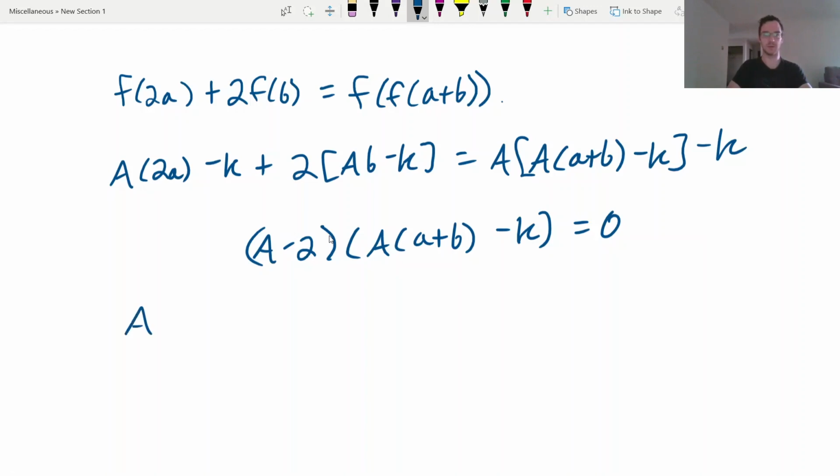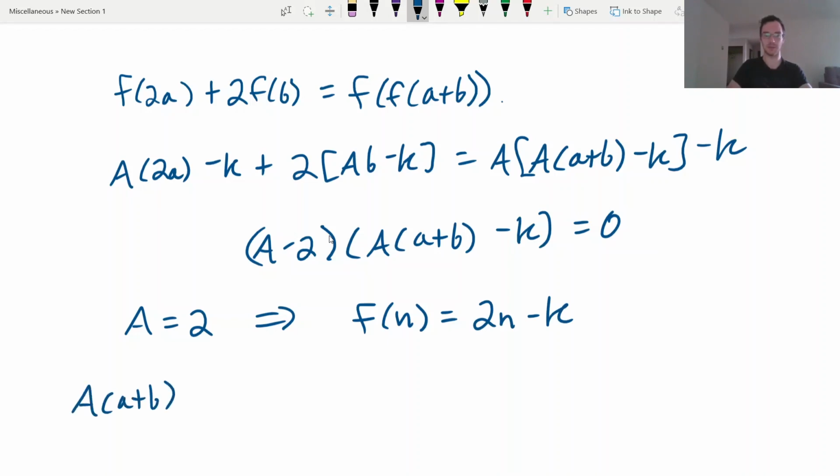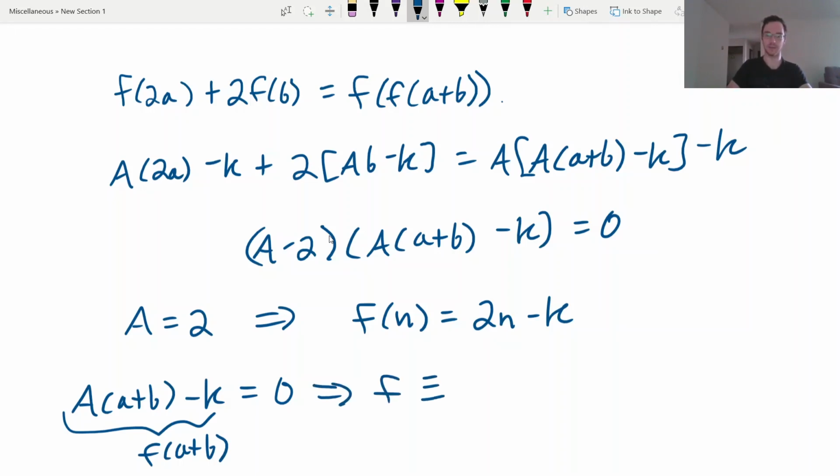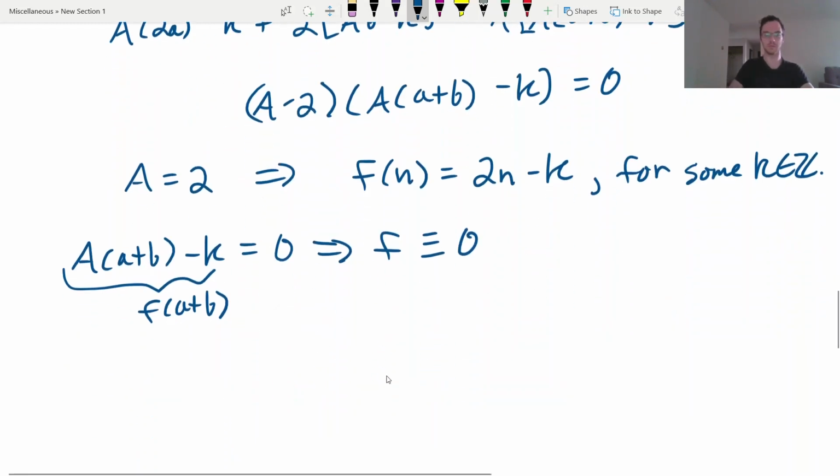So one of two things has to be true. Either a equals 2, in which case f(n) is just 2n minus k, or a times (a + b) minus k equals 0. Well, in the second case, this is actually just f(a + b), and what this says is that f(a + b) is 0 for all a and b. So that just implies f is identically 0. And you can check that each of these possibilities gives you valid solutions. I should mention this is for any fixed k. And we've shown that these are the only things that are allowed. So we are done.